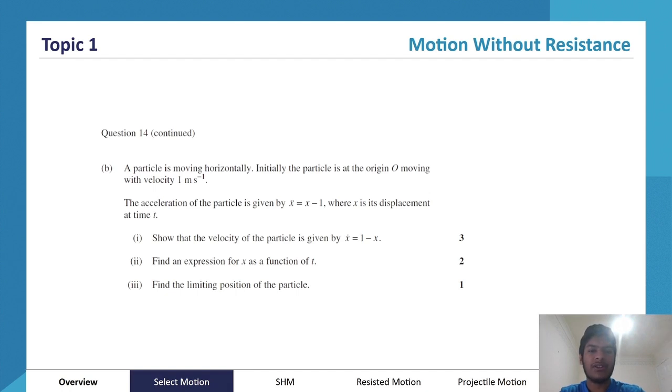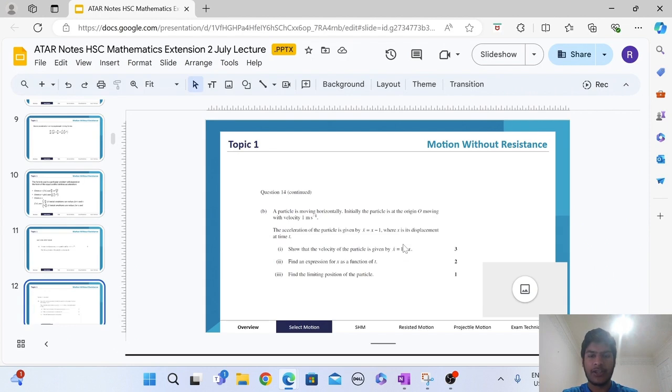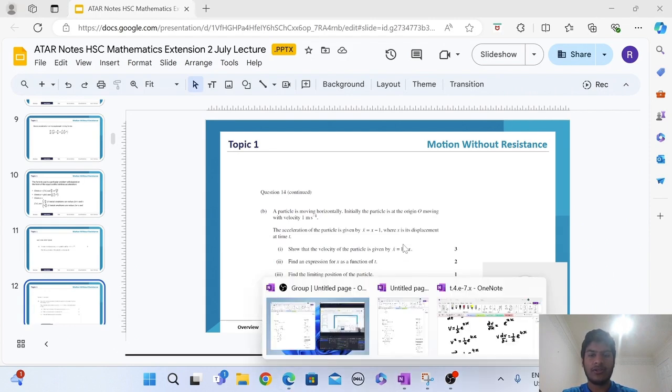Okay, part 1 says show that the velocity of the particle is given by x dot equals 1 minus x. So x dot is just our velocity, right? We want to try and show that that's equal to 1 minus x if x double dot equals x minus 1. So let's do that.